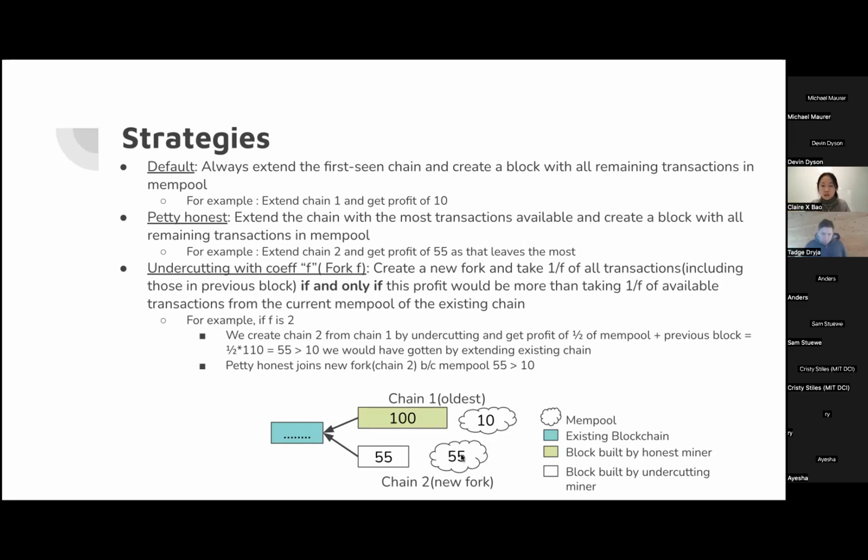As mentioned before, the petty honest miner will choose chain 2. The undercutting miner also gets more profit than they would have originally if they were default honest. Default honest only gets 10, undercutting miner gets 55. But at the cost of adding this new fork, and this previous block of 100 is essentially moot. The reason why we call this stealing is because they're stealing these 55 from the previous 100 when they're creating this new fork.